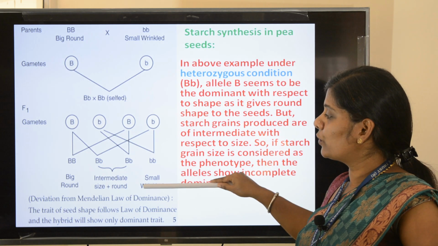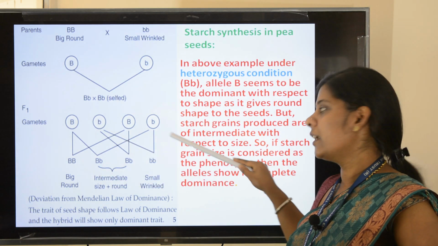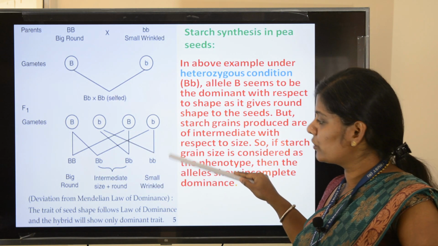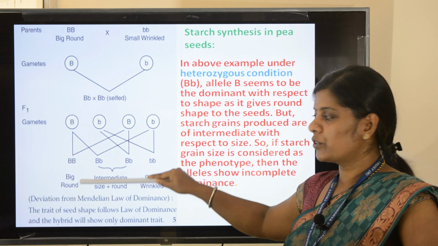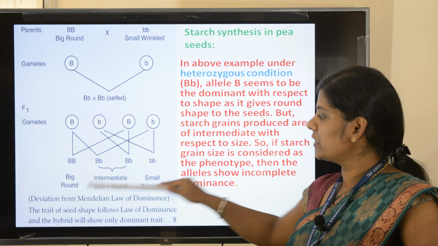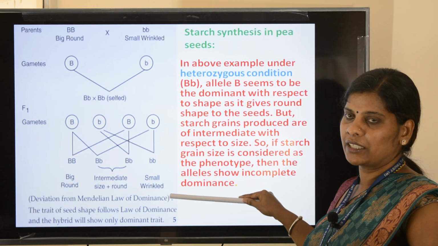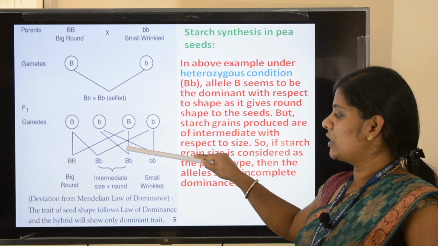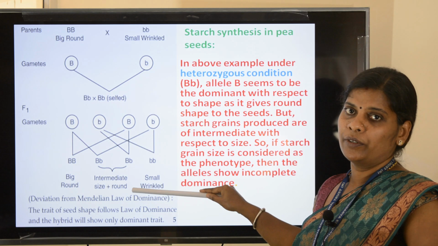In F2, homozygous and heterozygous conditions are produced. Here BB condition, homozygous dominant, produces round seed with large grains. Homozygous recessive condition produces small grains with wrinkled seed. But in heterozygous condition, it produces intermediate sized grains and round shape.